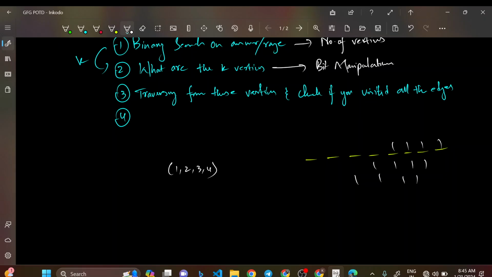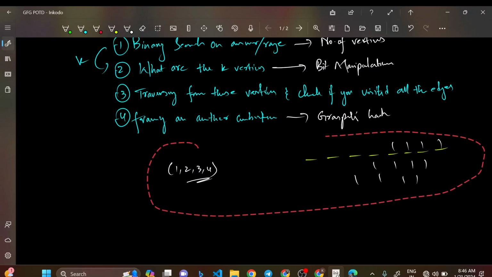Now how are you going to get another combination from the starting combination? This is where we'll be framing another combination. So this is where we'll be using the technique called Gosper's hack. Okay, Gosper's hack.